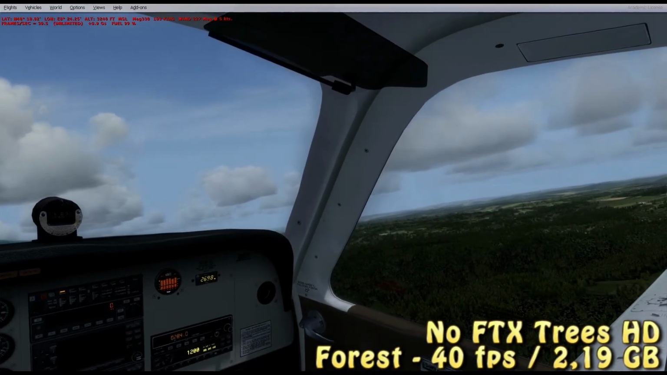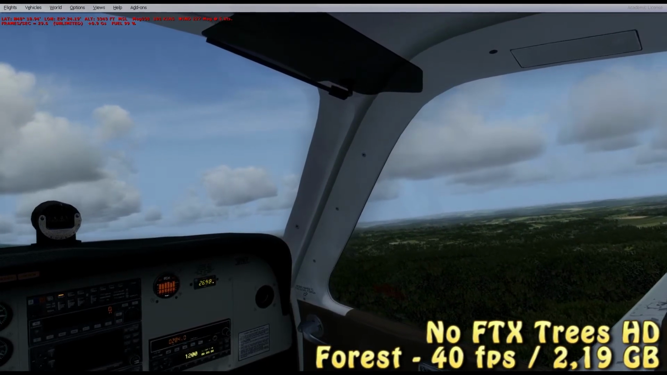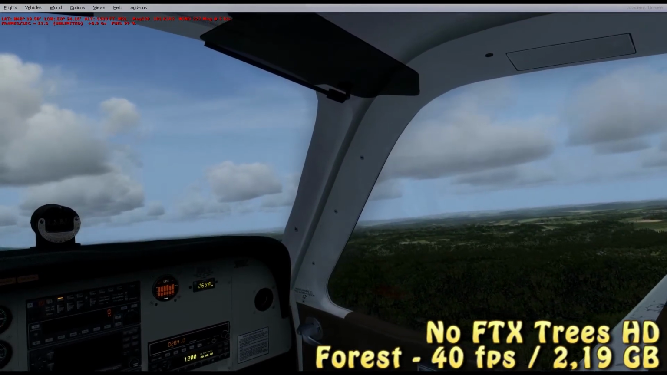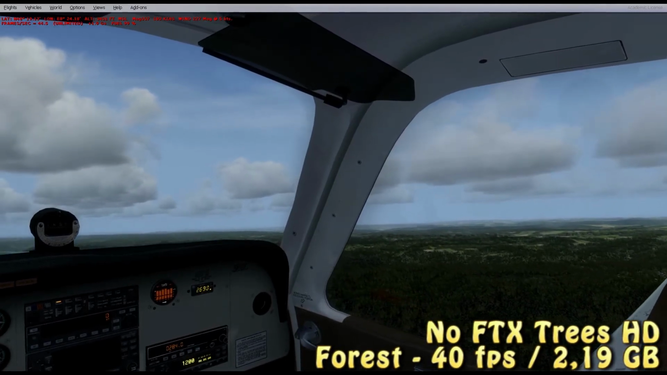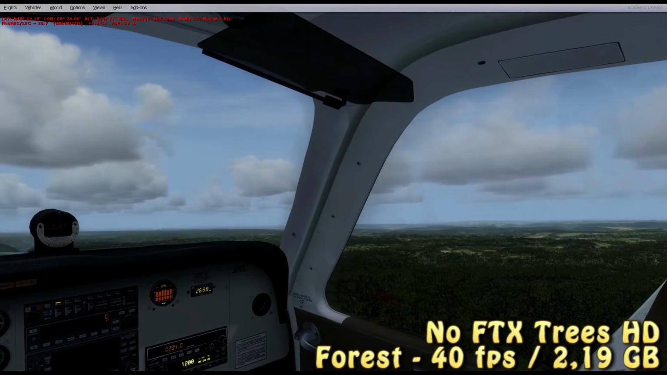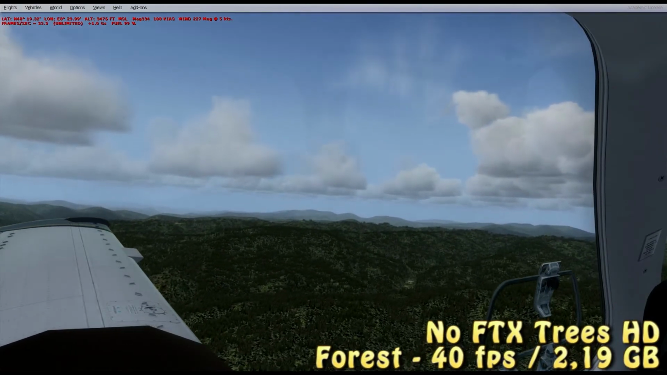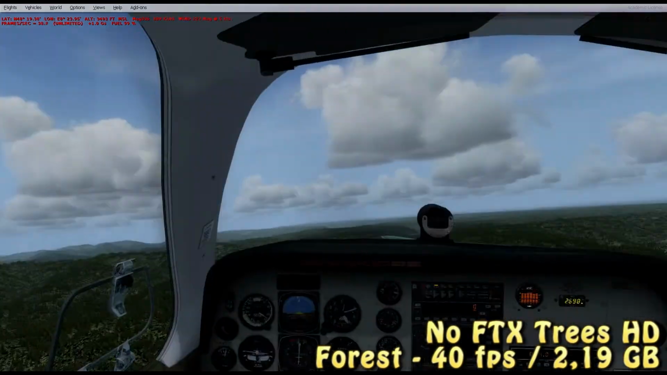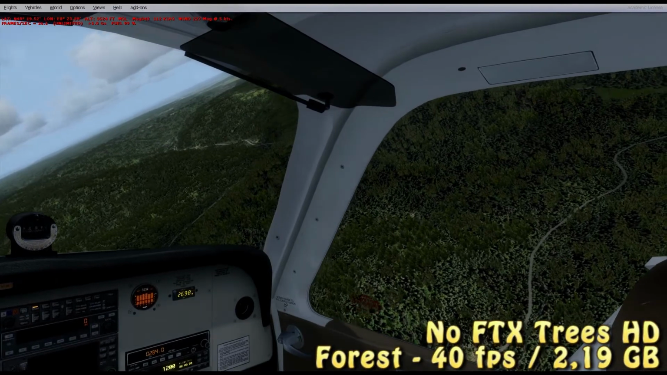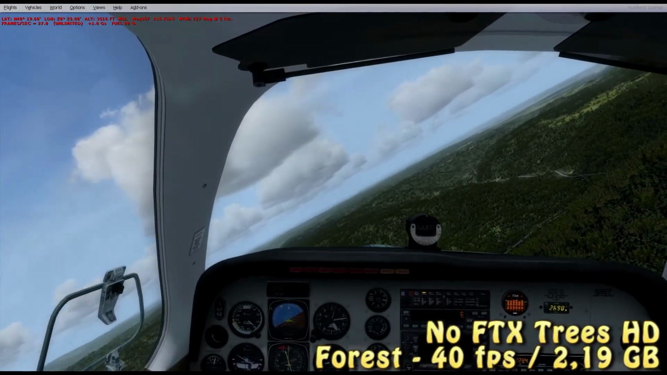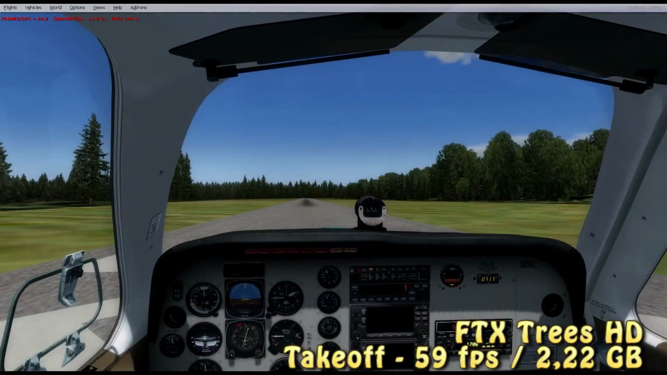So we have 2.19 gigabytes here over the forest, and I also did it with the external view, because when you change to external view, the VAS usage goes up a little bit since it has to load the external model. So I did this setting with an external view. You have to wait just a few more seconds until we see the results with FTX Trees HD.